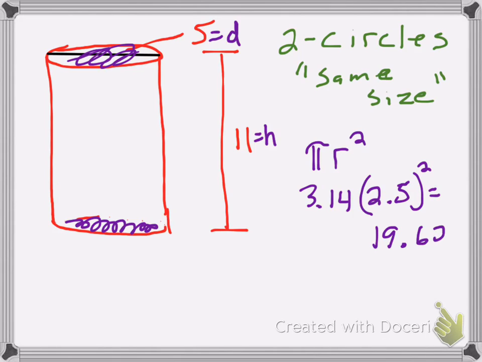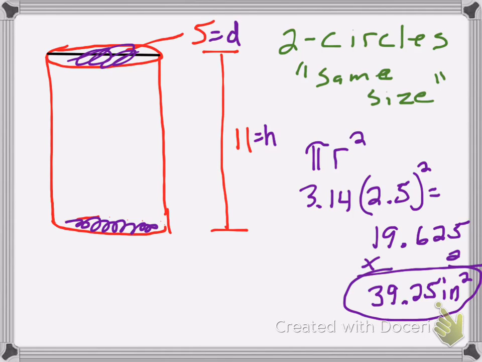19.625. Now, if I times that by 2, I got the area of both circles already added together. So let's times that by 2. It might be 40 something. 39.25. Okay, I was close. So the surface area of the top and the bottom put together is 39.25 inches square. Now, since we're talking about surface area, we're talking about square dimensions, okay?